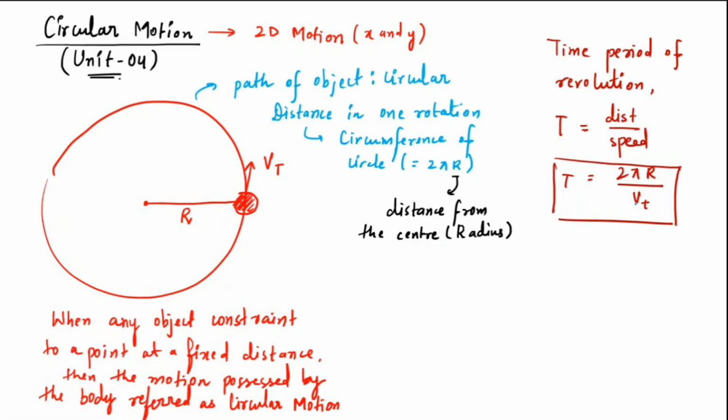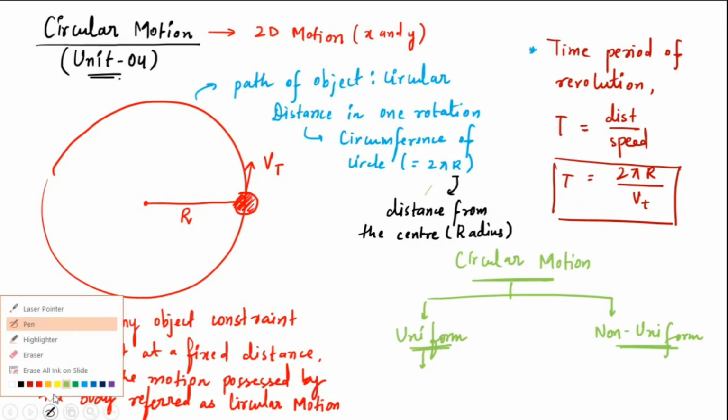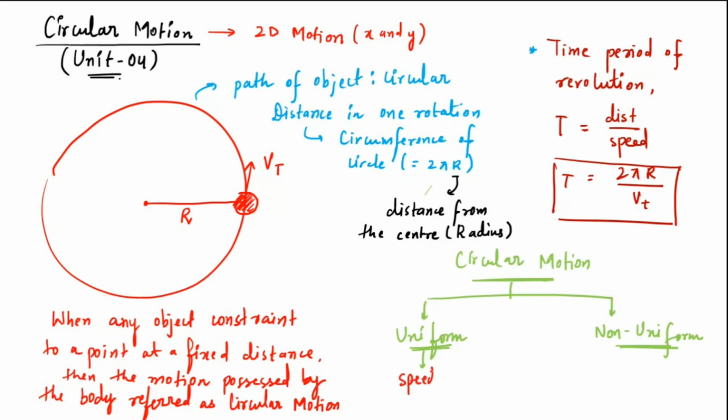Keep this in mind. Also, apart from this, circular motion can be categorized into different types of motion. Let me give an example. If I'm talking about circular motion, it can be of two types. First, it can be uniform. Second, it can be non-uniform. Uniform circular motion is something in which the speed of the body or the object which is rotating is fixed, in which speed is constant. Whereas in non-uniform circular motion, speed is not constant, it is variable.